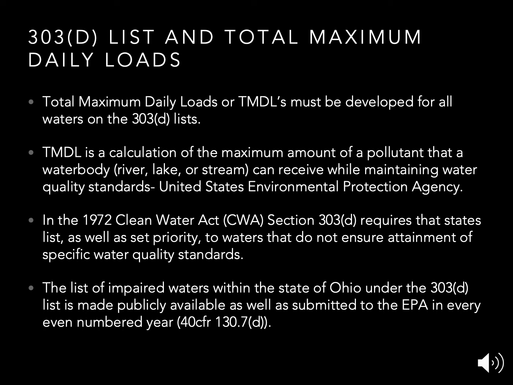In 1972, the Clean Water Act, again under Section 303(d), requires the states to list, as well as set priority for, waters that do not ensure attainment of specific water quality standards. The list of impaired waters within the state of Ohio under the 303(d) list is made publicly available, as well as submitted to the EPA every even-numbered year. And again, you can find this under 40 CFR 130.7(d).